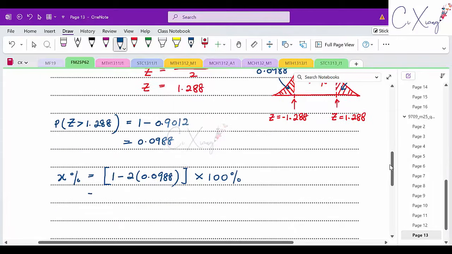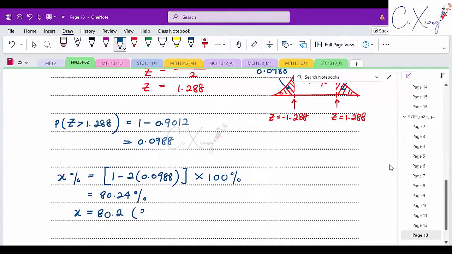So let's try to get the value. 1 minus 2 times of 0.0988, I get 0.8024. Then I multiply with 100%, so I have 80.24. Then of course, we write out the value for X, correct to 3 significant figures. So your answer should be 80.2.